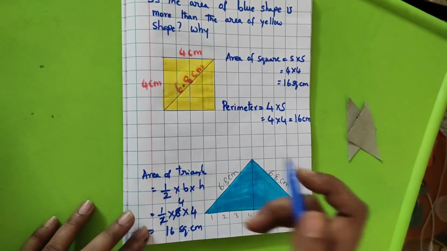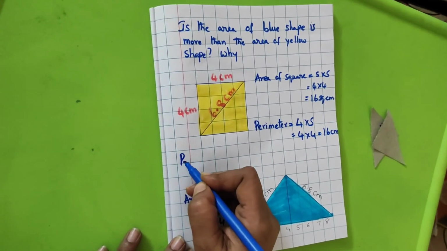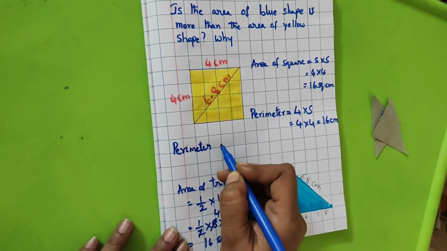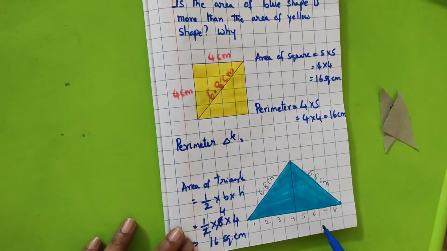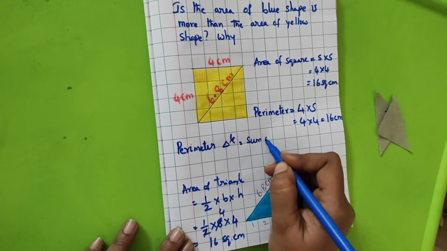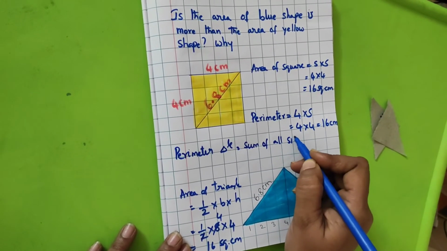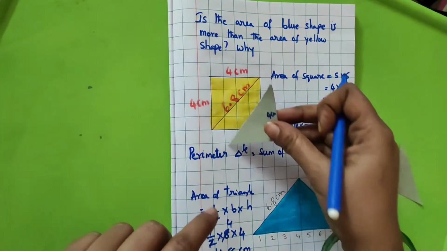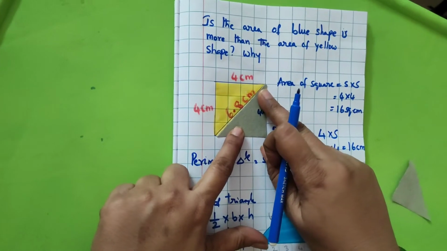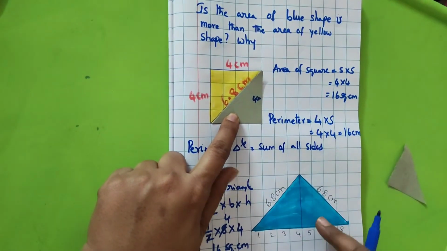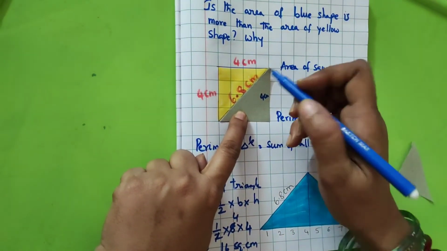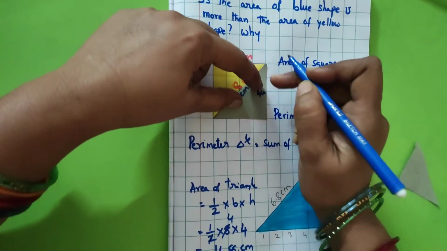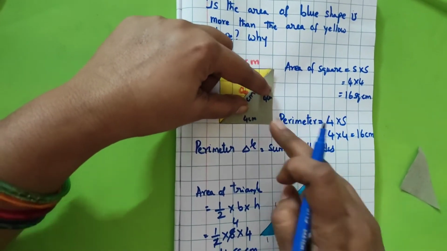Now we need to find the perimeter of the triangle. Perimeter of a triangle means the sum of all sides. We know the square is cut in half diagonally and placed as a triangle. Now check this: this is 6.8. This is 4 centimeters.